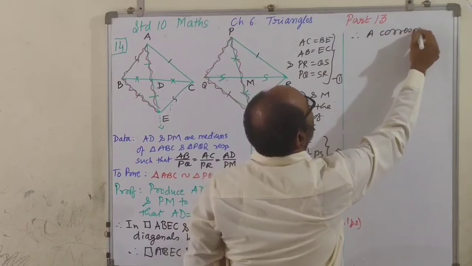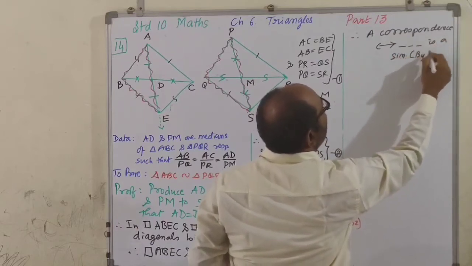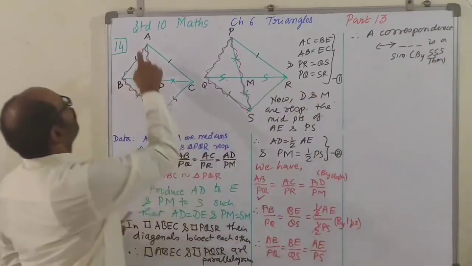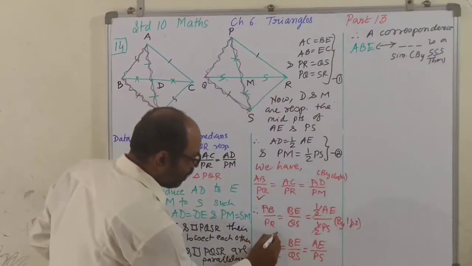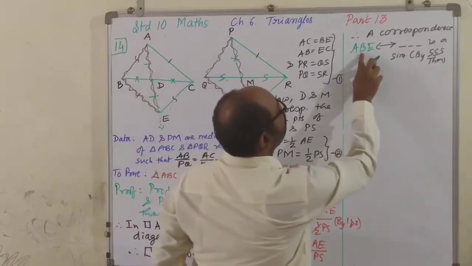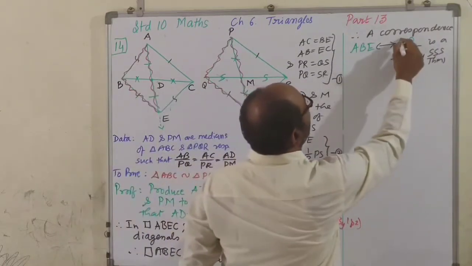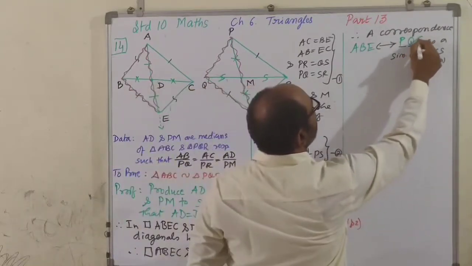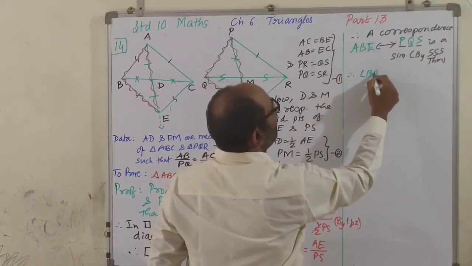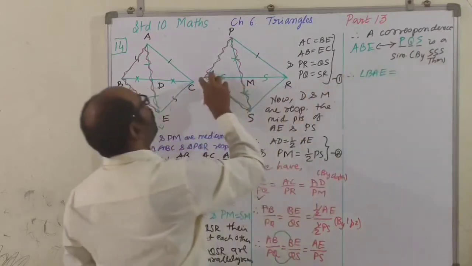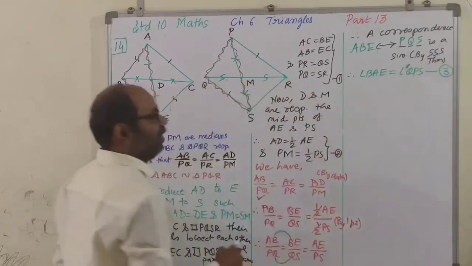Therefore, a correspondence dash corresponds to dash dash dash is a similarity by SSS theorem. चलिए ये बात क्या लिख दूं, ABE, and from here what repeats here? B. What repeats here? Q. So B corresponds to B, center में Q. Alright, if B corresponds to Q is final, then you can say A corresponds to P, A to P, and what is left out? S. So that is S. Therefore, angle BAE, angle BAE is equal to, उसी order में, QPS, यहाँ भी देख लो, QPS. I'm going to call this as result number 3.